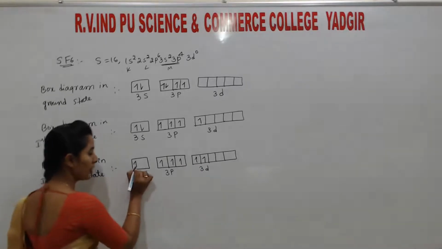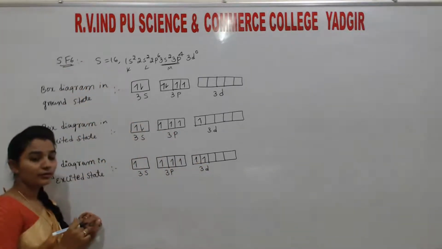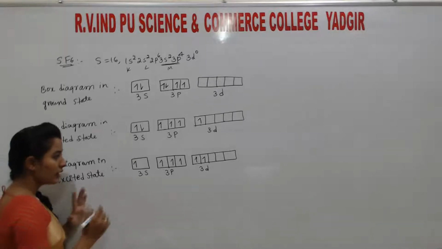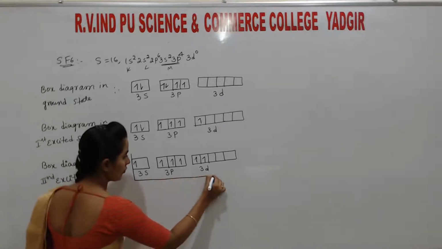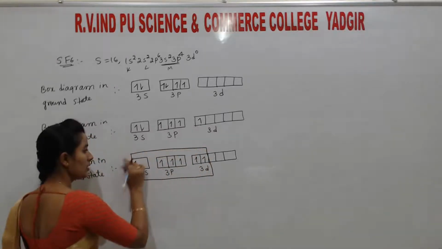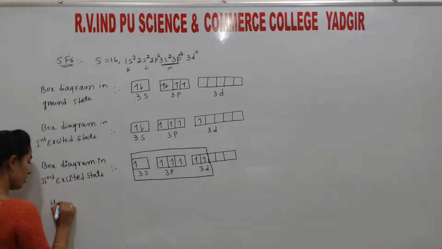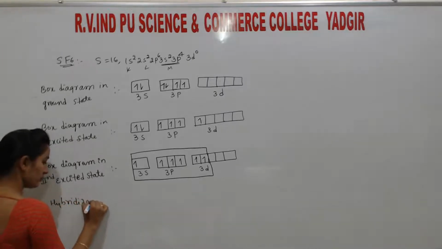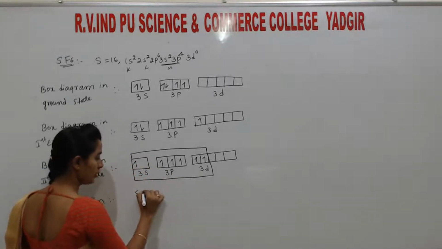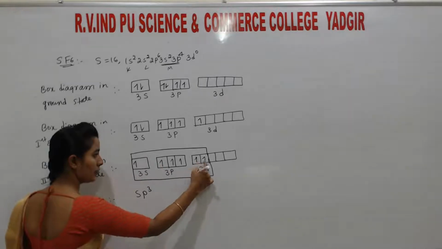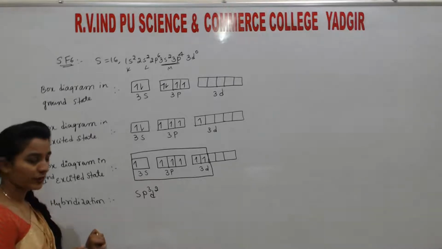Now the number of electrons is 1, 2, 3, 4, 5, 6, which is equal to the number of bonds. We require 6 electrons, 1, 2, 3, 4, 5, 6. So these 6 orbitals are involved in bonding. Which are those orbitals? Now this is hybridization: one s orbital, 3 p orbitals, 1, 2, 3, and 2 d orbitals. That is sp3d2.